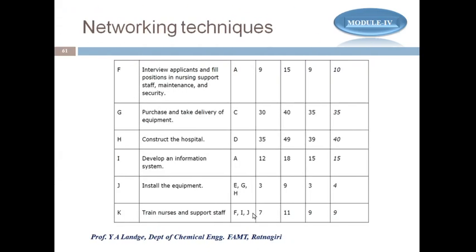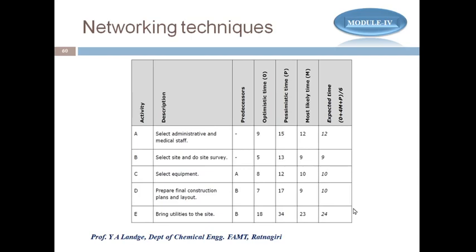Similarly, if you go forward, activities are given up to K and the predecessors are mentioned. The predecessors are A, C, D, A, E, G, H. For J, for K it is F, I, G. So just remember the activity, which are the predecessors for that activity, and then the last column, which is the expected time. With the help of these 3 columns we have to draw a network diagram, and from that we can calculate the critical path and the slack for each activity.